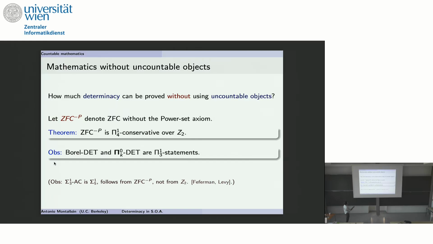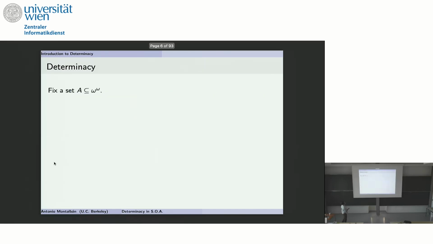If you're curious whether this is sharp, yes, Pfeffermann and Levy show that Sigma^1_3 axiom of choice, which is a Sigma^1_5 statement, follows from ZFC without power set, but it doesn't follow from second order arithmetic. So that's as far as you go. Okay, but that's a side note. So that's the question: how much determinacy can you prove?